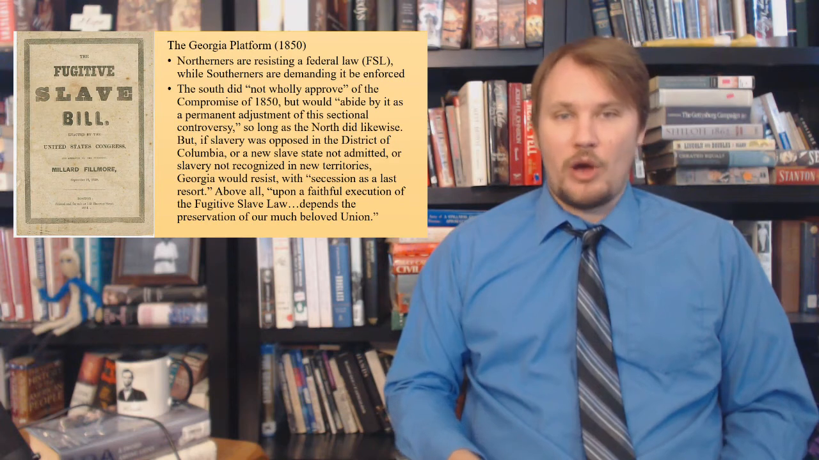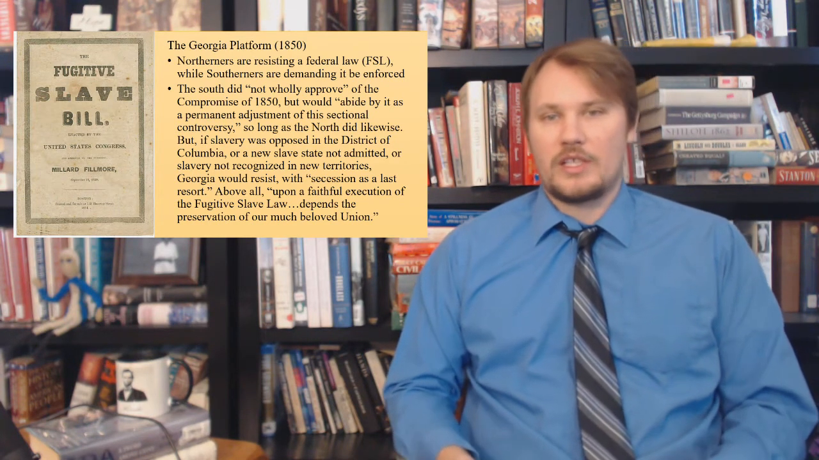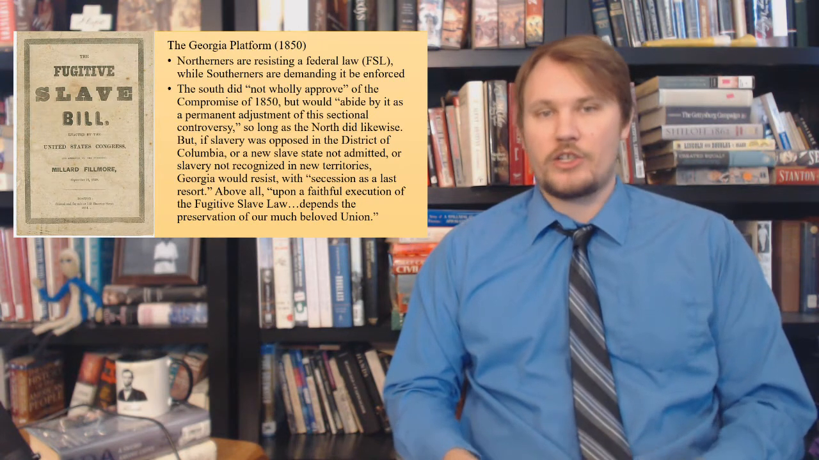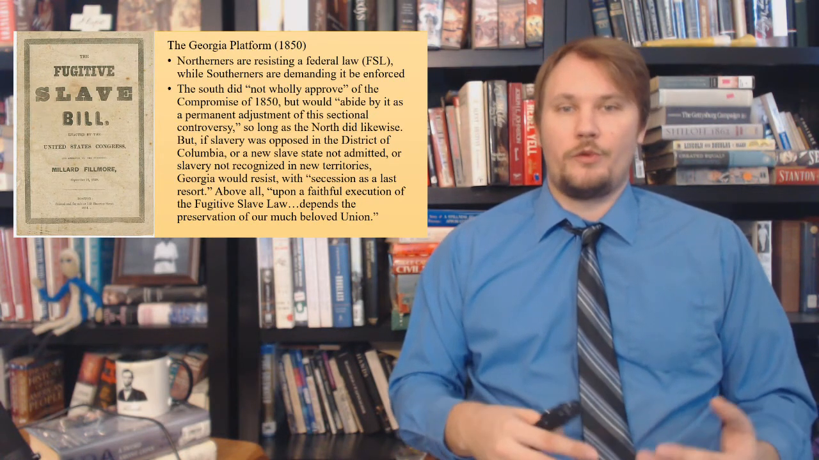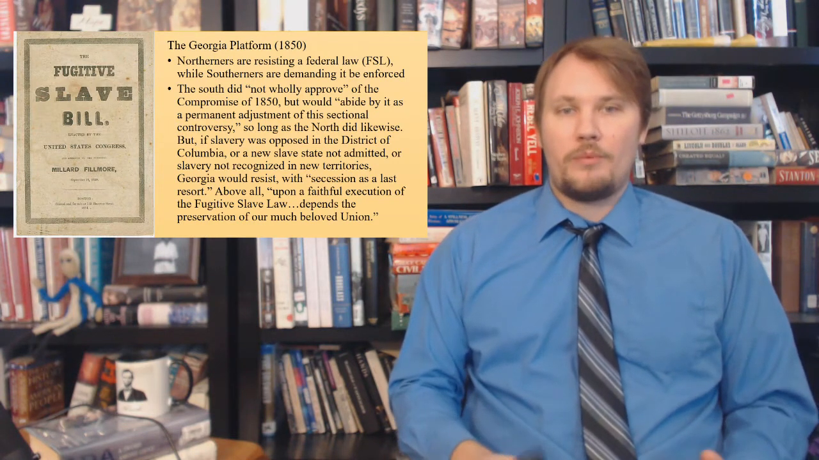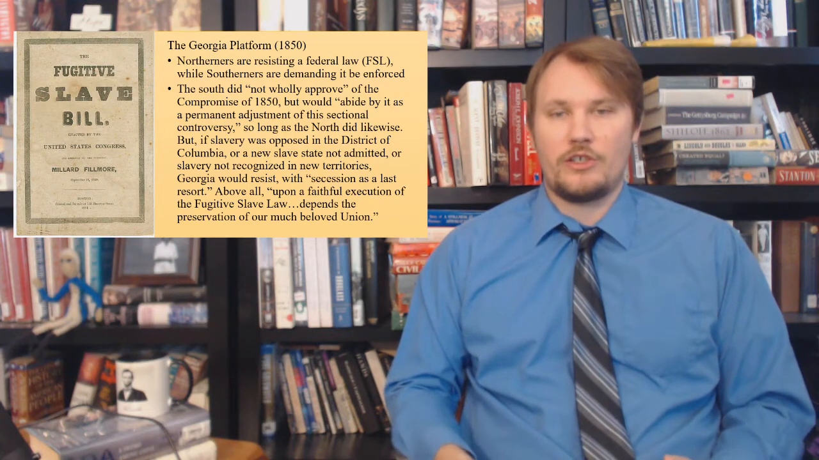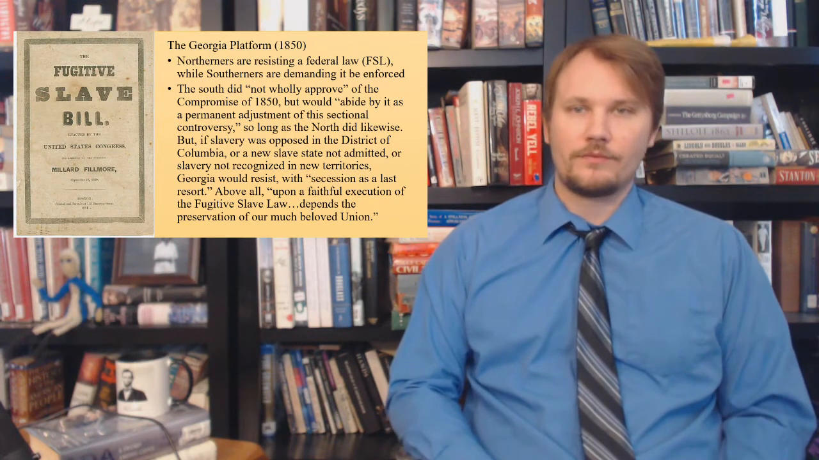But if slavery is opposed in the District of Columbia, or new slave states are not admitted, or slavery is not recognized in a new territory, these southern states would resist with secession as a last resort. Above all, upon a faithful execution of the Fugitive Slave Law depends the preservation of our much beloved Union.